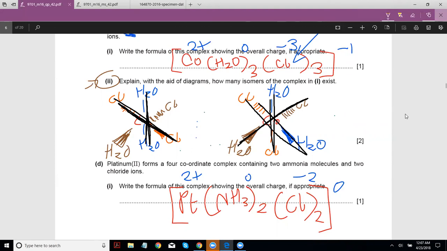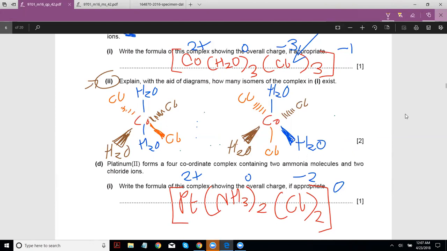Trans. No, this is cis, and which one's trans? Cis. This is cis and that is trans. And as Ali pointed out, if you could just rub those black lines, because I can't.